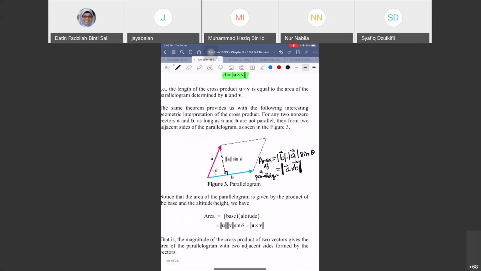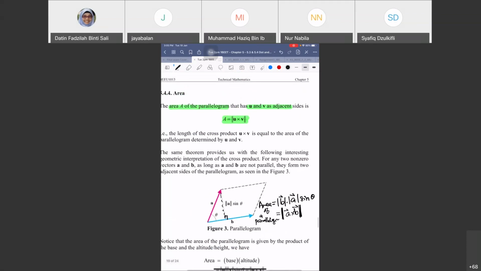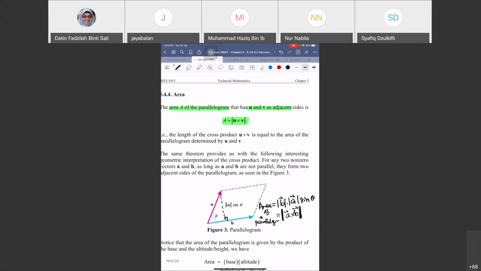So again, back to here, this is the area of a parallelogram.